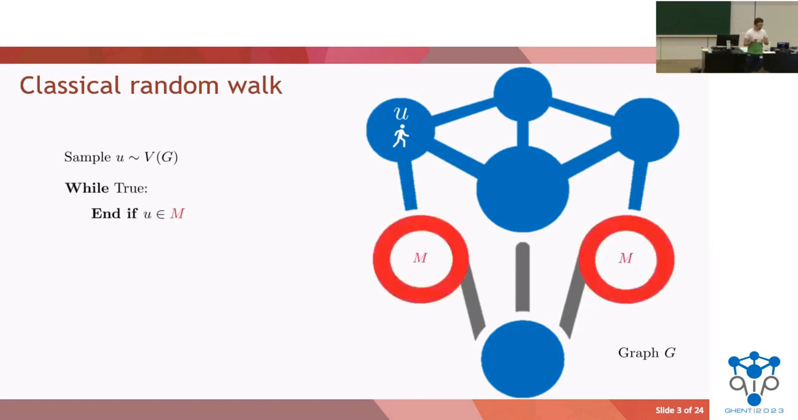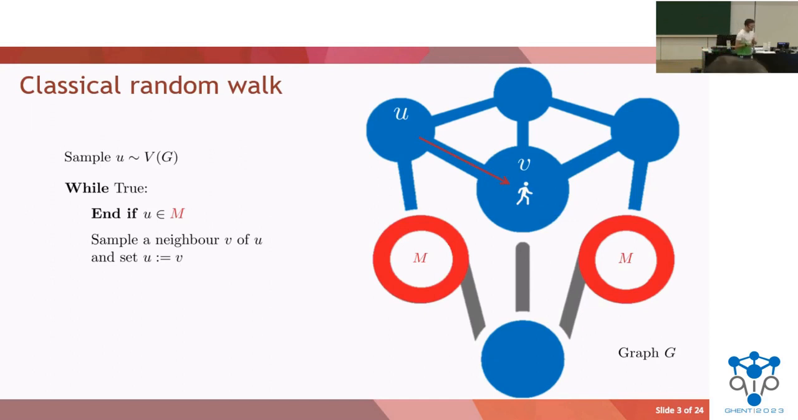Now, the goal of the walker is to end up in a marked subset of the vertices, and ending up in such a vertex will correspond to finding a solution of the problem that you're trying to solve. So at each point, the walker verifies, am I already in a marked subset? And if not, I will sample a neighbor of my current vertex and then transition towards this neighbor. Again, the sampling is done according to some probability distribution that characterizes the random walk.